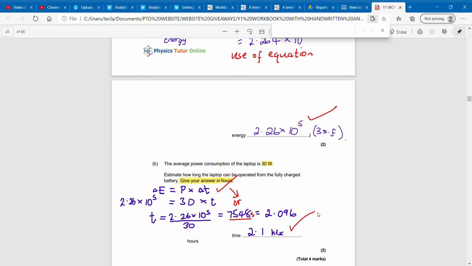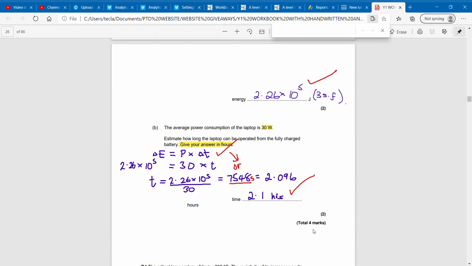B, the average power consumption of the laptop is 30 watts. Estimate how long the laptop can be operated from a fully charged battery. Give your answer in hours. So we're going to find time from energy equals power times time. We've just calculated the energy, and we know the power rating now is 30 watts.